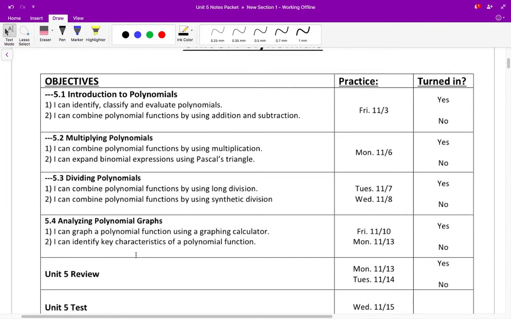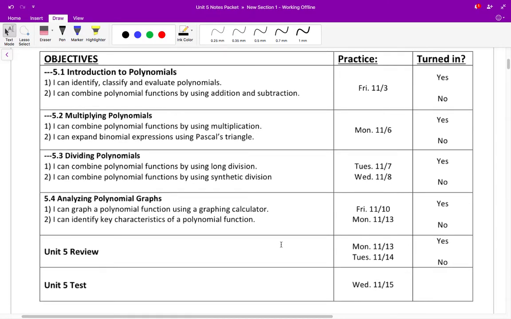On Tuesday, we're going to start in on section 5.3, which is all about dividing polynomials. There's basically going to be two different ways that you can divide polynomials. One is known as long division, the other is synthetic. It'll probably take us a couple days to get through that. So plan on Tuesday and Wednesday talking about that and probably having some homework due either on Wednesday or on Friday of next week.